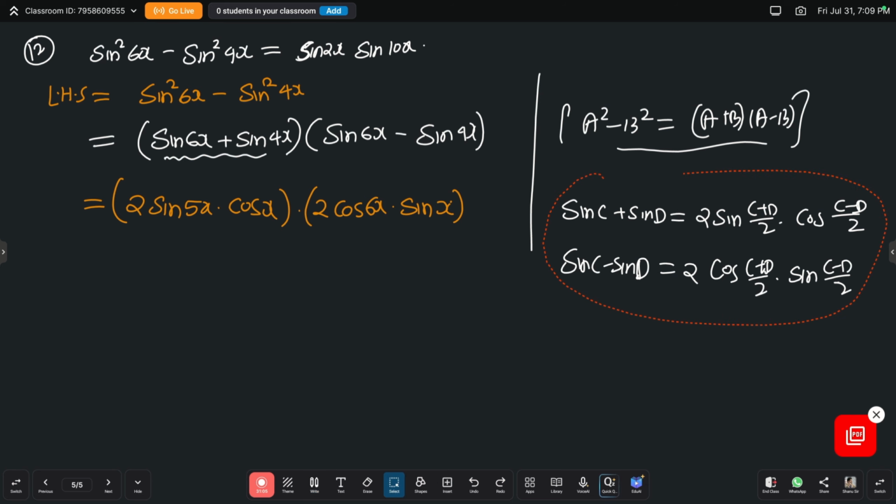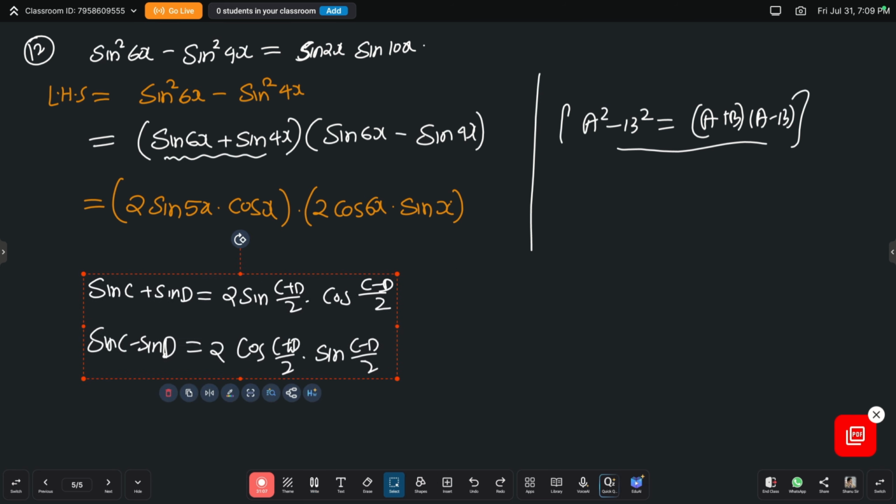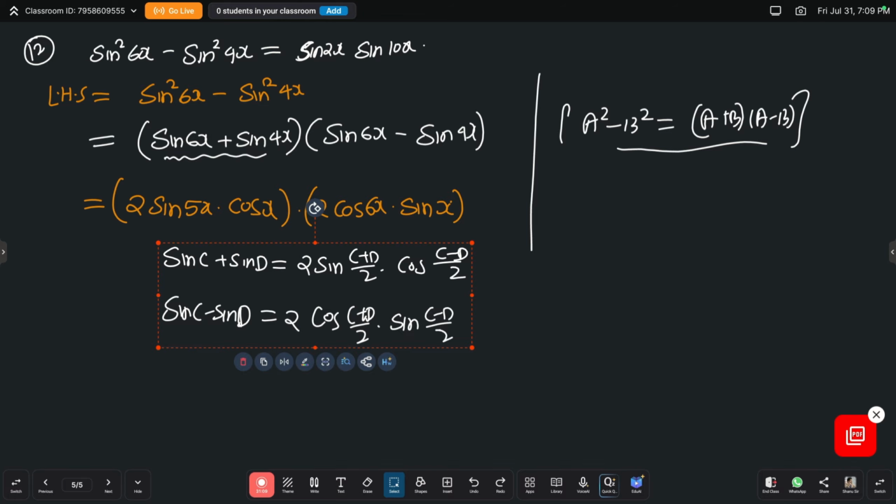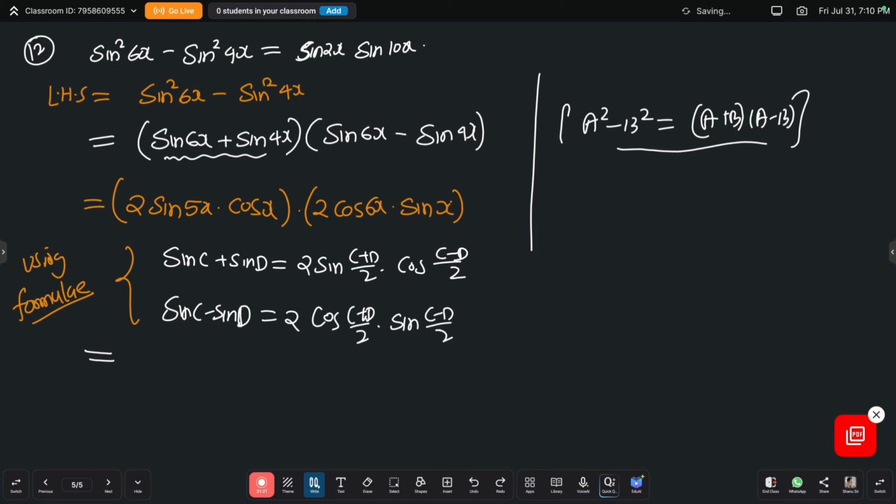This you have to tell using these formulas. Okay, next. But look at your answer part also. In the answer, 10x and 2x. It means we need to simplify further.